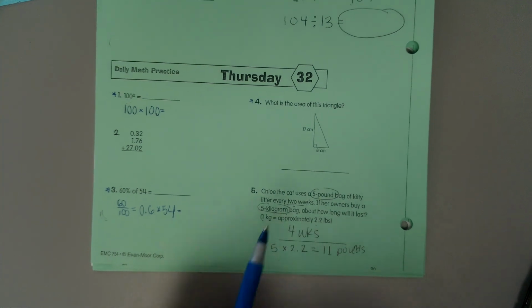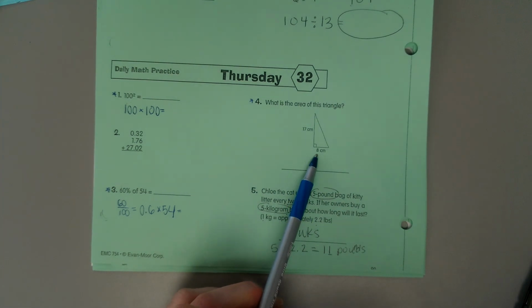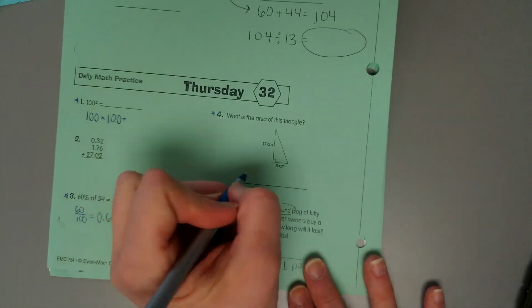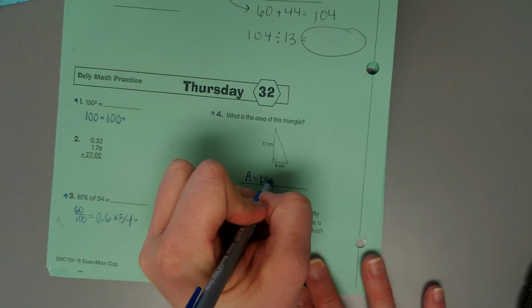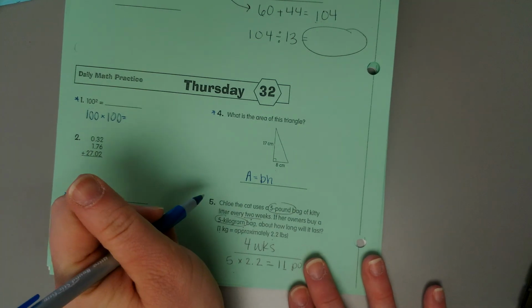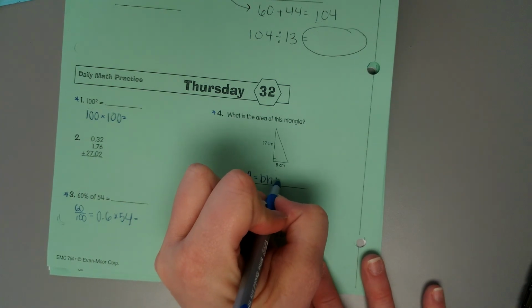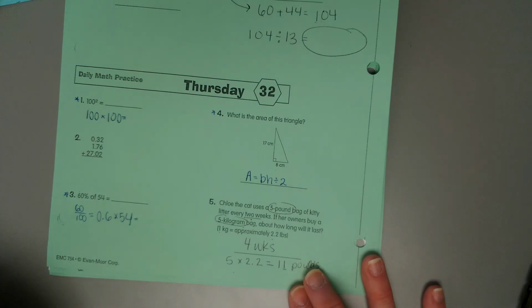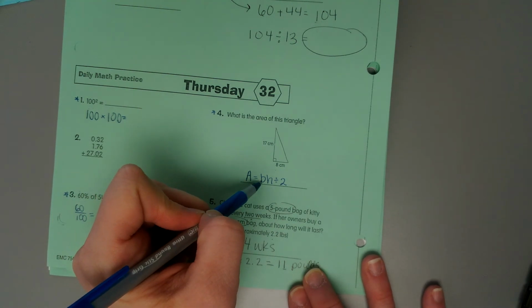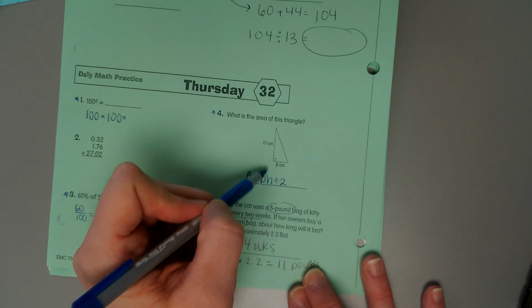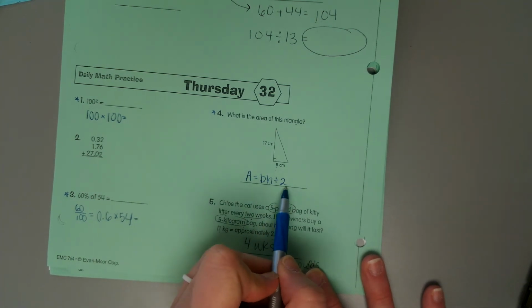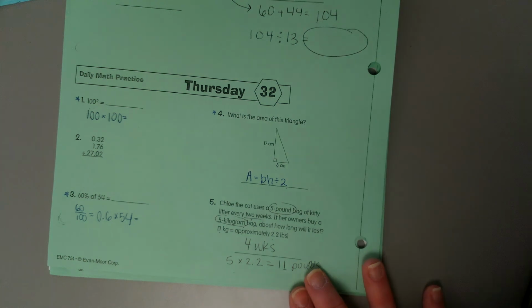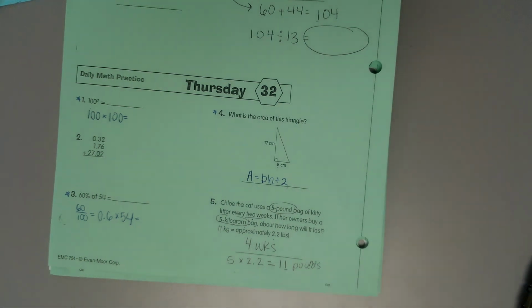And number 4, what is the area of this triangle? Now, area equals your base times your height. And don't forget, when it is a triangle, you also then have to divide it by 2. So your base would be your 8, your height is your 17. So you're going to multiply those together, divide it by 2, and that will give you the area of your triangle. Anyway, I hope these clues help you with your homework.